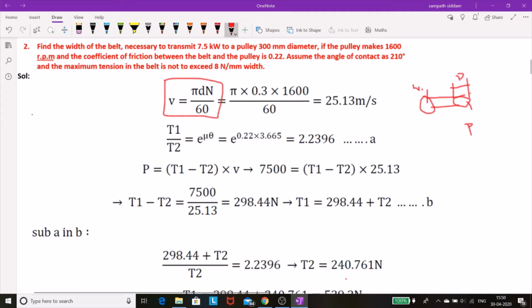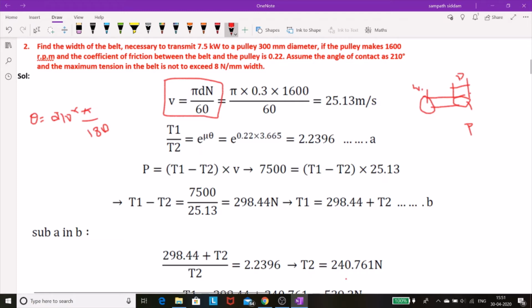That is nothing but theta is equal to 210 into pi by 180. By this you will get the value, which is 3.665. Take this relation as equation A, or case 1, whatever.